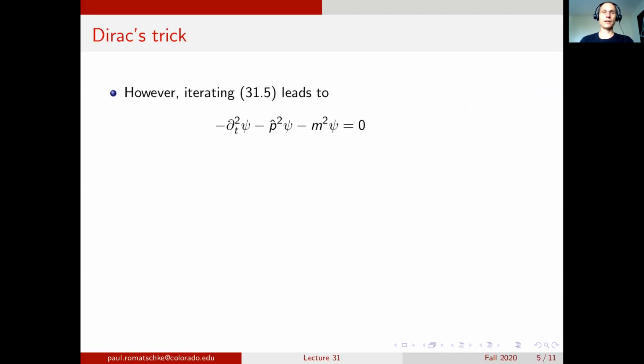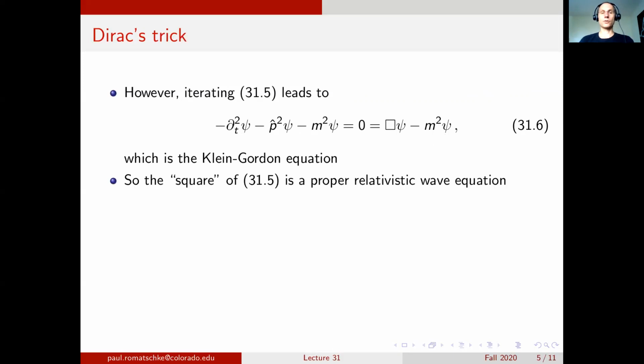However, equation 31.5 does have an interesting property. If we iterate the solution, meaning that we take the operators on both sides twice, we get on the left-hand side minus time derivative squared on psi, and on the right-hand side we get p squared psi plus m squared psi, which we can bring into the left-hand side again to find this equation here. If we plug in the form of the momentum operator, we find that iterating 31.5 just gives us back an equation that is nothing else but the Klein-Gordon equation. So the square of the wrong wave equation 31.5 is in fact a proper relativistic wave equation.